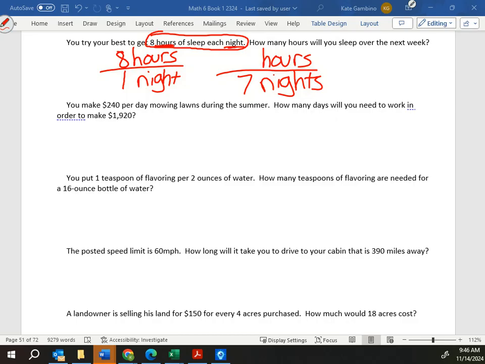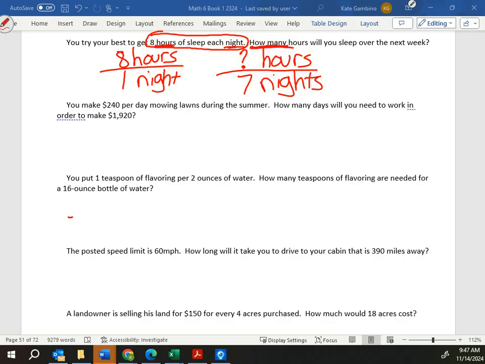What am I going to put for the hours, Jack? 56? Oh, hold on. When I write out my rate, if it says how many hours, what do I put when I write it out? That question mark, right? You were jumping ahead. So our first rate was 8 hours of sleep in one night. Our second rate was question mark hours. That's what it's asking me about. In a week is 7 nights.